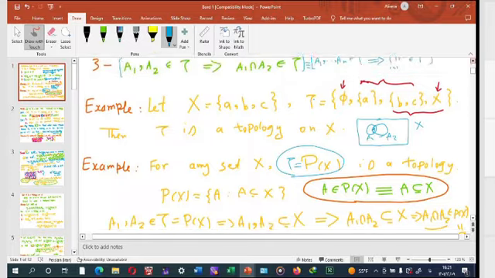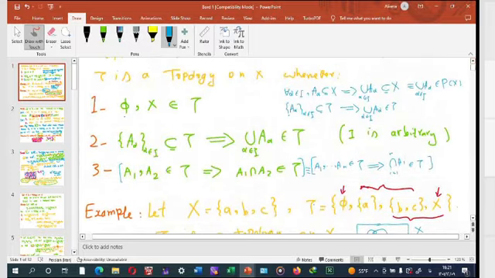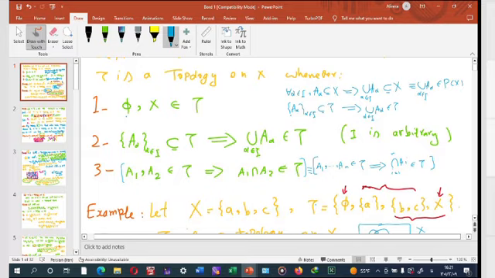Please note that in the definition of topology, if tau is finite, such as in this example, this arbitrary index is equal to finite, because we have a finite number of elements in tau, so that any subset of tau is finite.